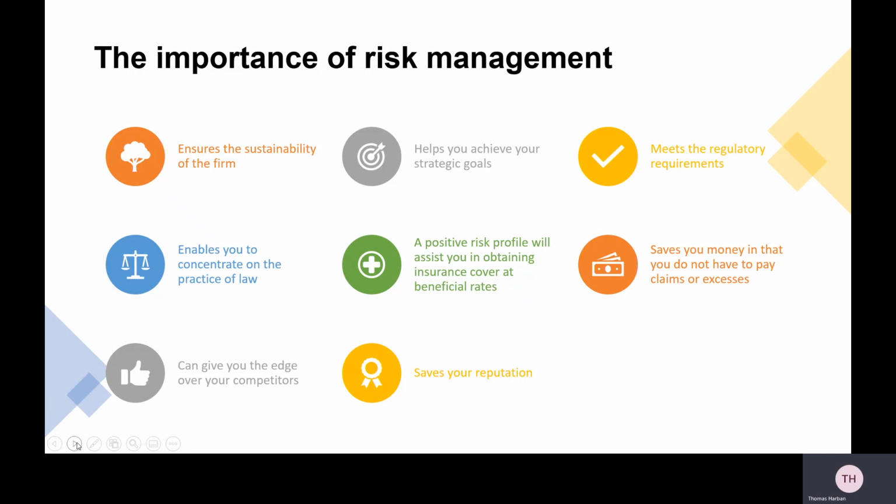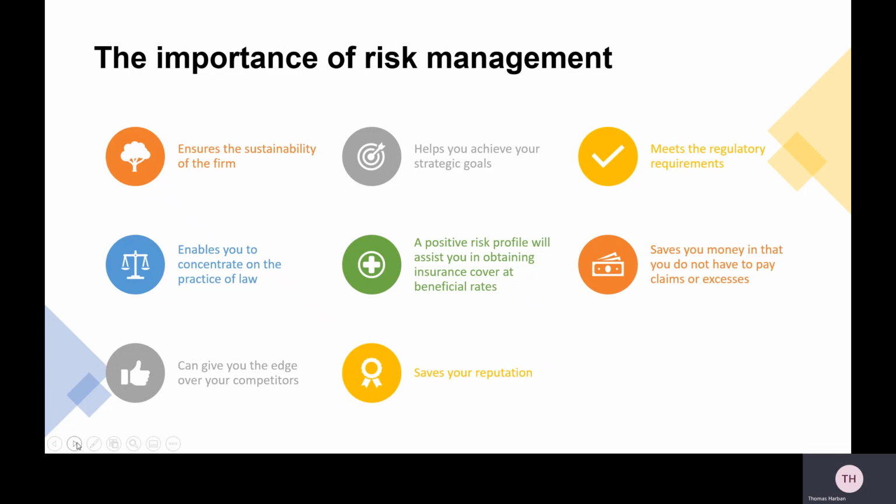And risk management also will save your pocket. You won't have to spend money paying claims that are not indemnified, and you also won't need to pay insurance excesses, because when you pay an insurance claim, there's always an excess payable. And a good risk management system will give you an edge over your competitors.